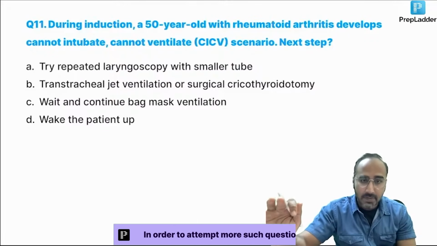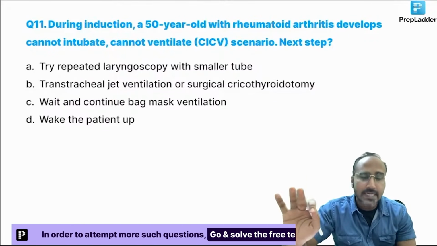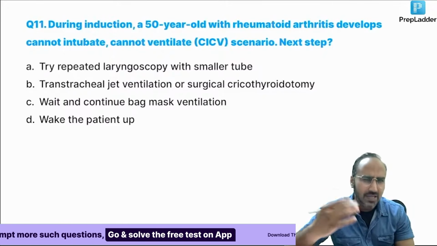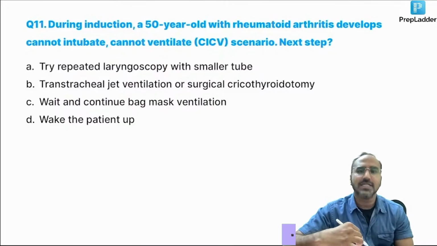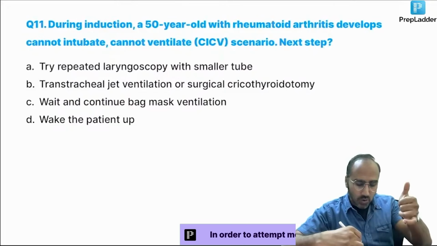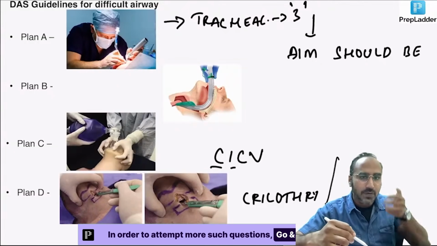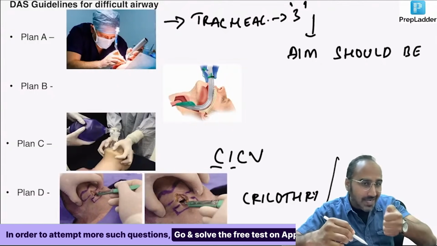Already he has. Basically, remember, guys. Normally, for any anticipated or unanticipated difficult airway, the algorithm which we follow is the DAS guidelines. In the DAS guidelines, the first thing we need to do is go for laryngoscopy. Plan A is laryngoscopy and tracheal intubation.